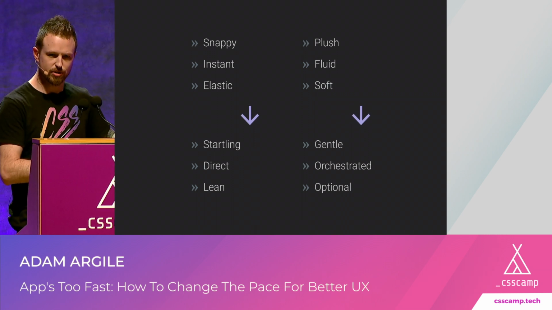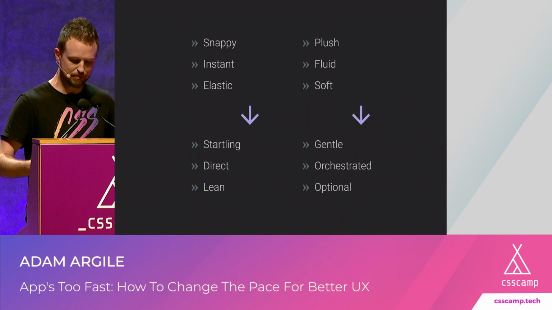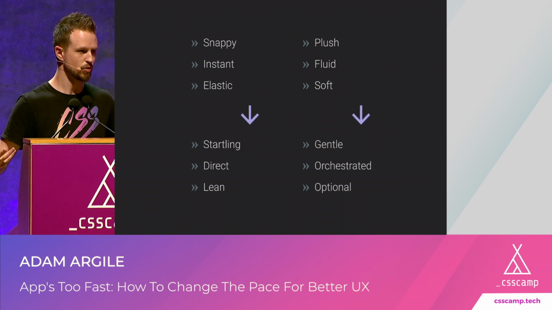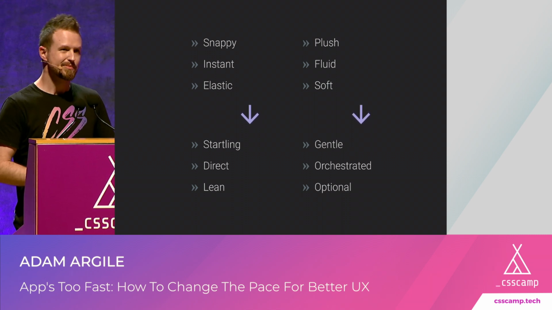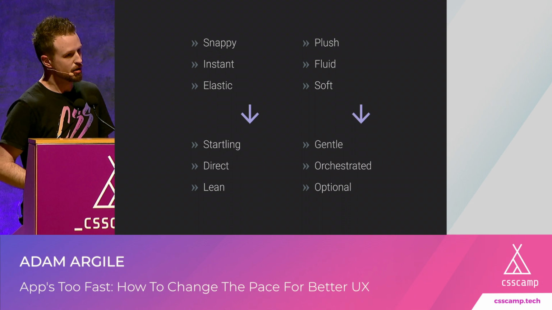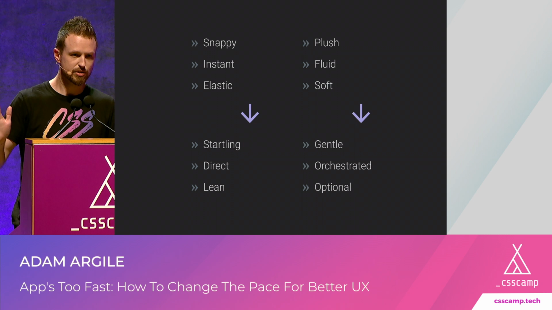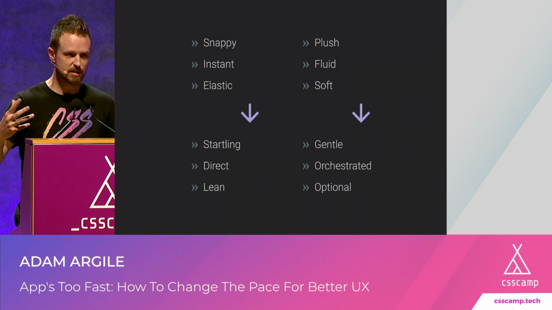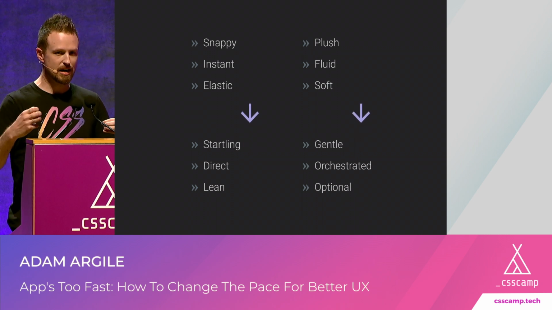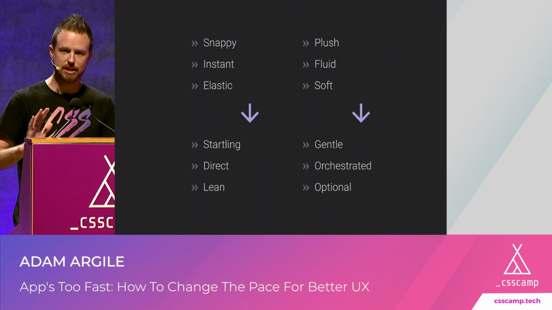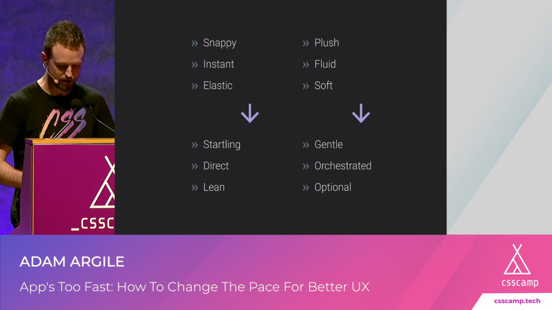So I tried to use words here that weren't necessarily negative, because I think snappy, instant, and elastic are still really good qualities. I think certain applications might not benefit from being calmer. I think some applications might even need to be faster. So, take some of this with a grain of salt. Again, I'm trying to expand your mind into thinking about your animations and your transitions and the way that your application or your web experience feels just a little bit deeper.